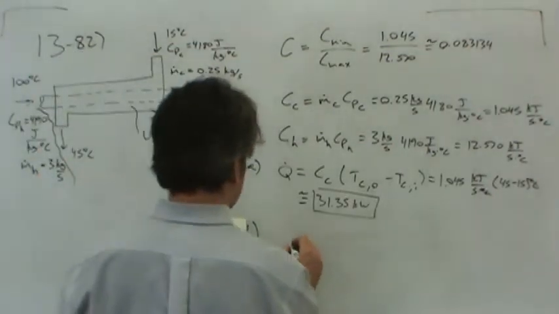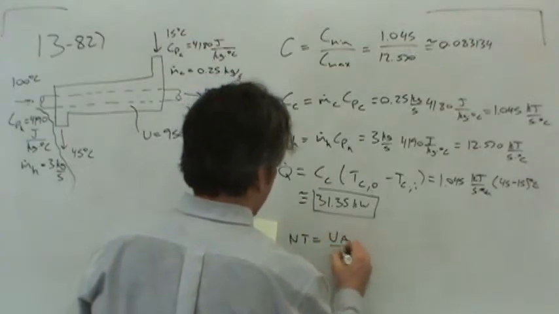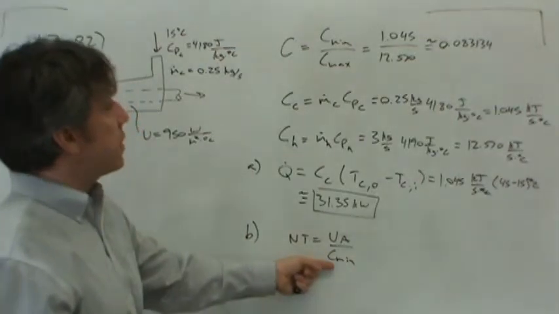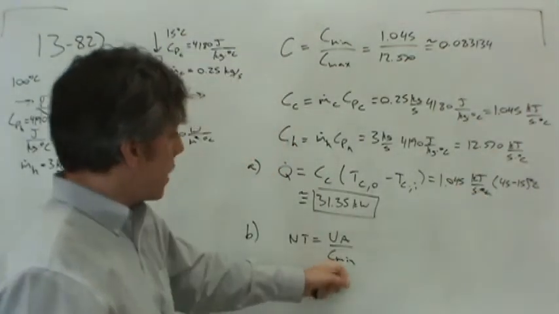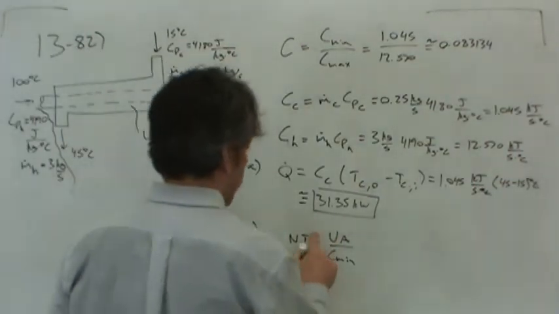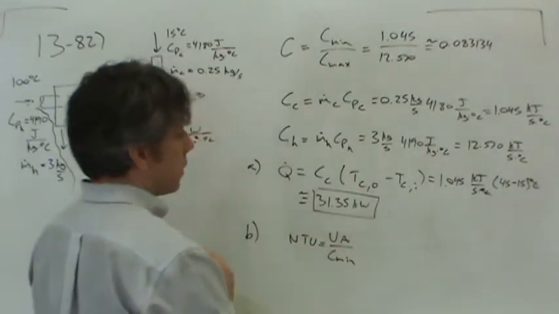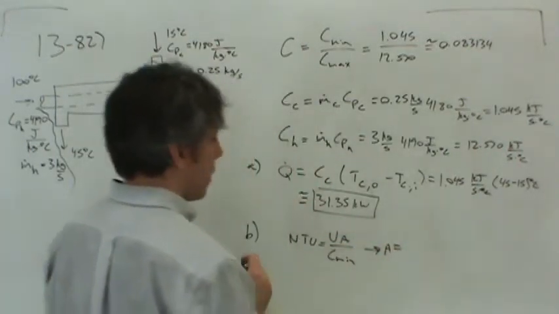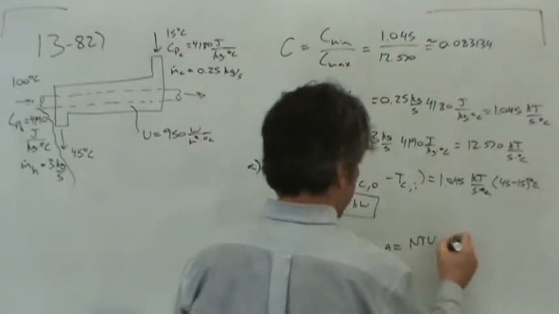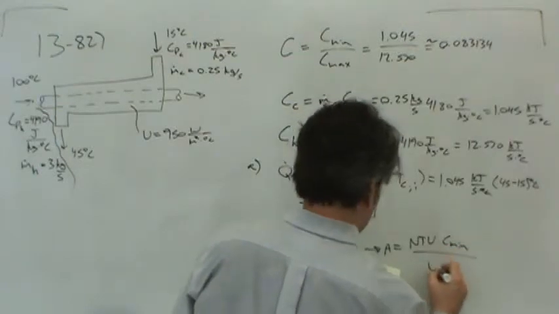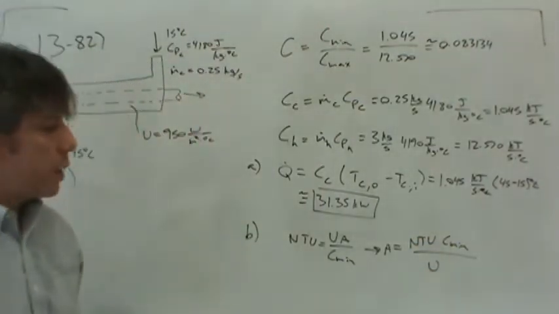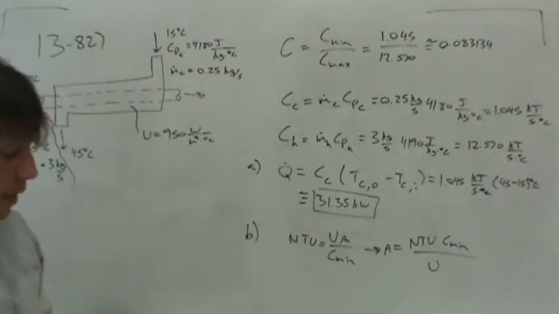Well, the number of transfer units is simply UA over C min, where C min is the minimum capacity rate. The minimum capacity rate we already know is 1.045, so that's taken care of. U, the overall heat transfer coefficient, was given in the problem statement. So really, I forgot a U there on my NTU. To calculate the area, if we had the number of transfer units, we could calculate the area, right? So if we have the number of transfer units, we already have C min, and we have the overall heat transfer coefficient, we could find the amount of area required.